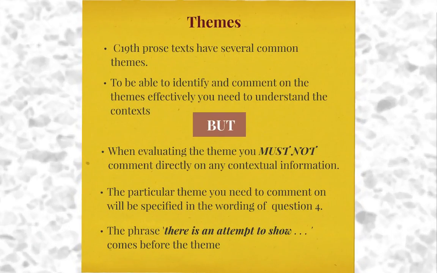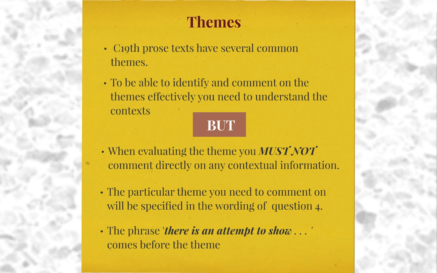Okay. So if we go on to themes, as we've seen in an earlier lesson, 19th century prose texts have common themes, things like religion, the role of women, the plight of the poor. To be able to comment effectively on those, you do need to understand the social, historical and political context, but it is very important when you're answering question 4 that you do not make any direct or obvious comment about context. So you mustn't say, well, this text was written in 1840, that was the hungry 40s, and so when the characters do this, the writer is showing us what life was like for people in the 1840s, because that then becomes more of a sociology essay or a history essay rather than an analytical, evaluative, literary essay.